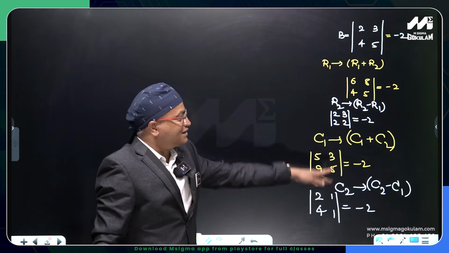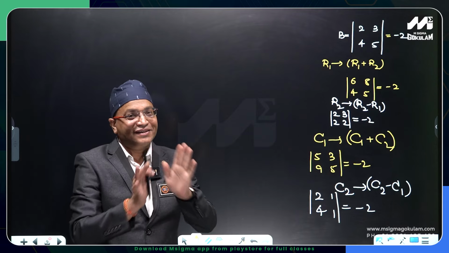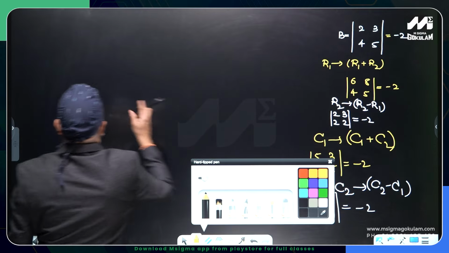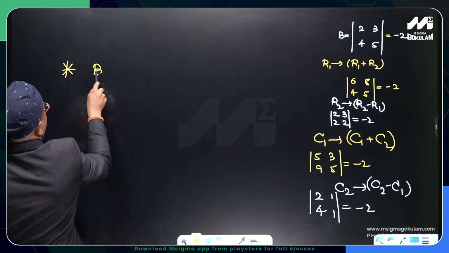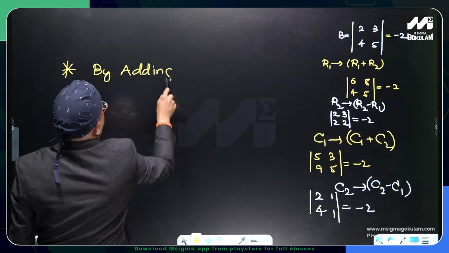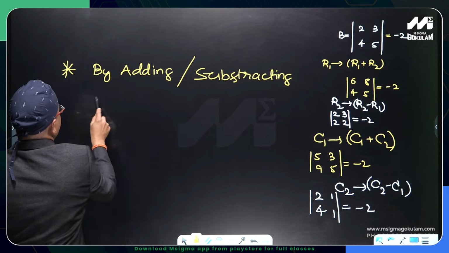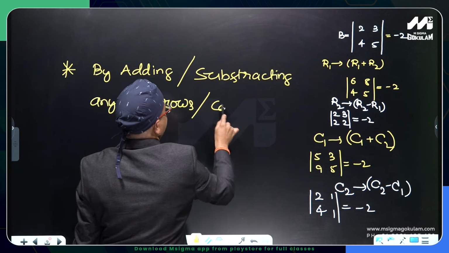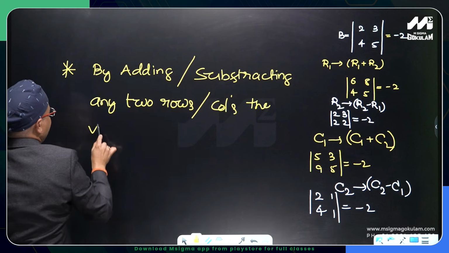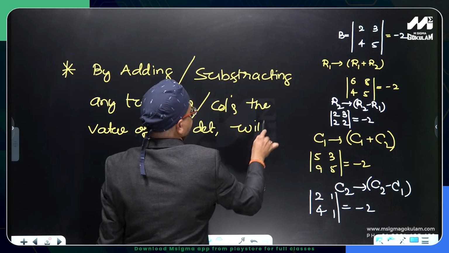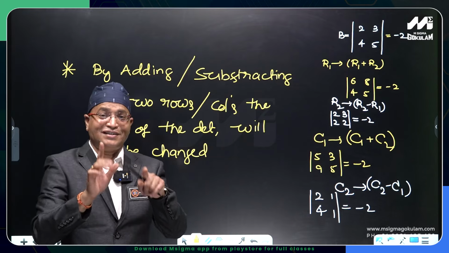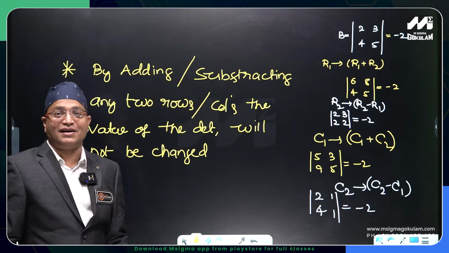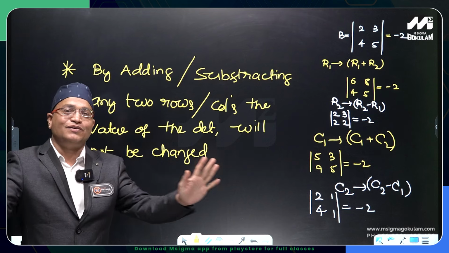You observe. By adding or subtracting any two rows or any two columns, the determinant value will not be changed. It is another excellent property. So I am writing it as one point: by adding or subtracting any two rows or columns, the value of the determinant will not be changed. Okay? By interchanging any two rows or any two columns, the value will be changed by a sign. But by adding or subtracting any two rows or any two columns, that determinant value will never change.